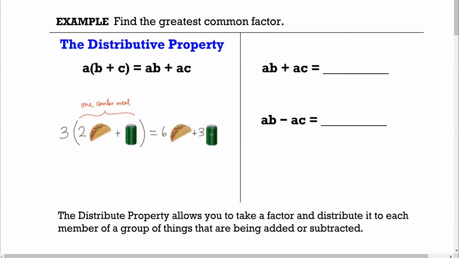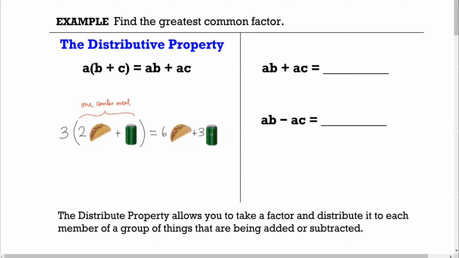So in all the examples we've been doing on finding the greatest common factor, essentially we've been using the distributive property. So we know that the distributive property allows us to take a factor and multiply it to every member of the group that's being added or subtracted. And the distributive property works both ways. You can multiply, or I like to say unmultiply.